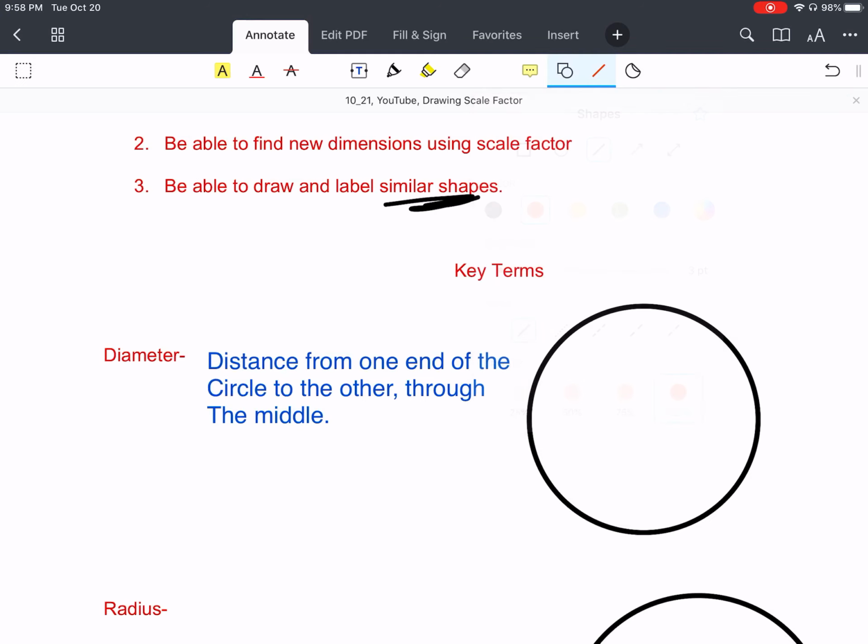So in this case, the diameter of the circle would look something like this. Oh, it needs to go all the way through. I'm struggling on lines here. So the diameter goes all the way through the circle, but it needs to go through the middle.